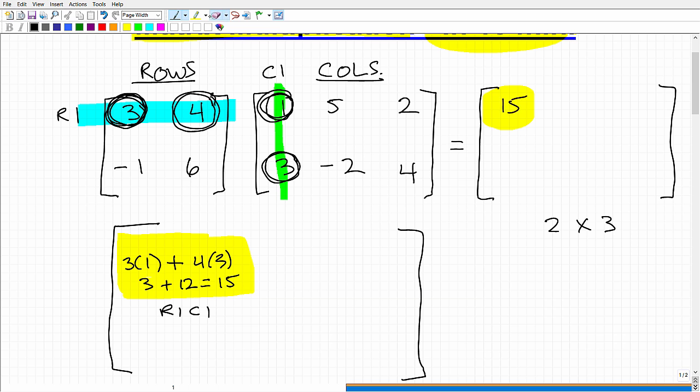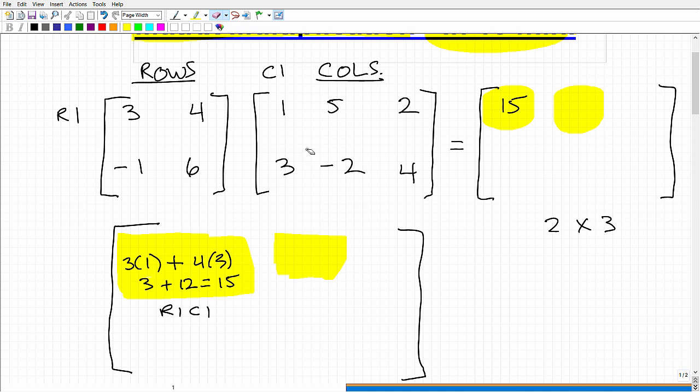All right, let's go ahead and do another one now. Let's do this next one, okay? So this would be this position here. First of all, you've got to determine which row and which column that is. I'm going to erase all this here so you're not confused. Well, this is still row one, this is row two, and this is column one, column two, column three over here. So this position is row one, column two.